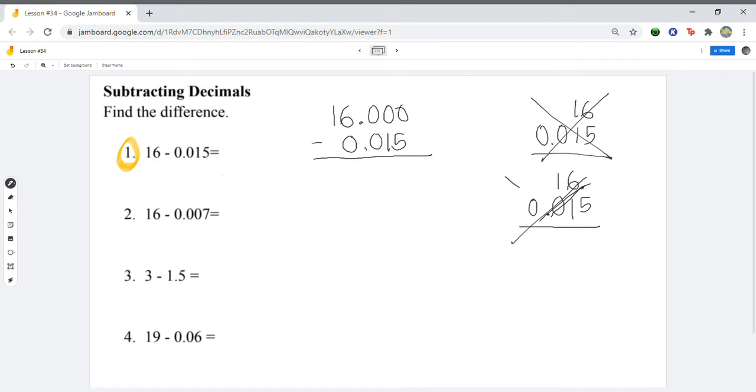So once you correctly place it, now all you have to do is subtract normally. So this is the easy part. The first step is the hardest part, because if you place your decimal points wrong, if you place these numbers wrong, your final answer will be completely wrong. So keep that in mind as you do the first step. After you subtract everything, you should get 15.985, and this will be your final answer for number 1.